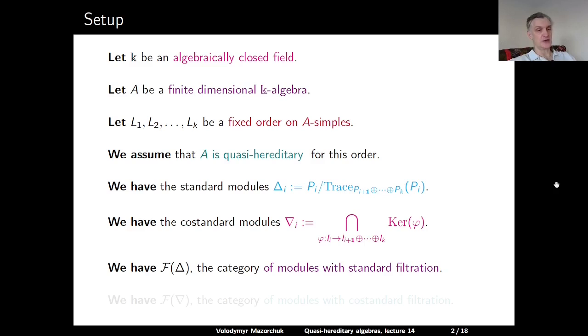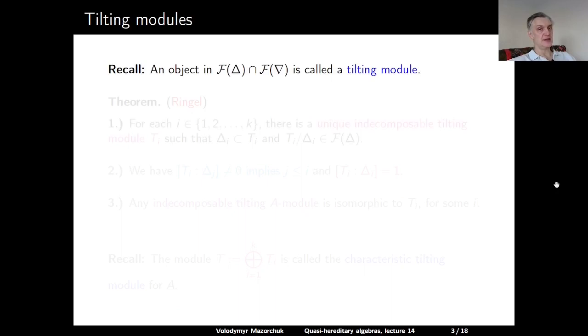And we have also the corresponding category F nabla, which is the category of modules which have a filtration with costandard subquotients. We can look at the intersection of F delta and F nabla, and we call objects in this intersection tilting A-modules. And in the third part of the course, we have discussed the following theorem by Ringel, which classifies indecomposable tilting modules.